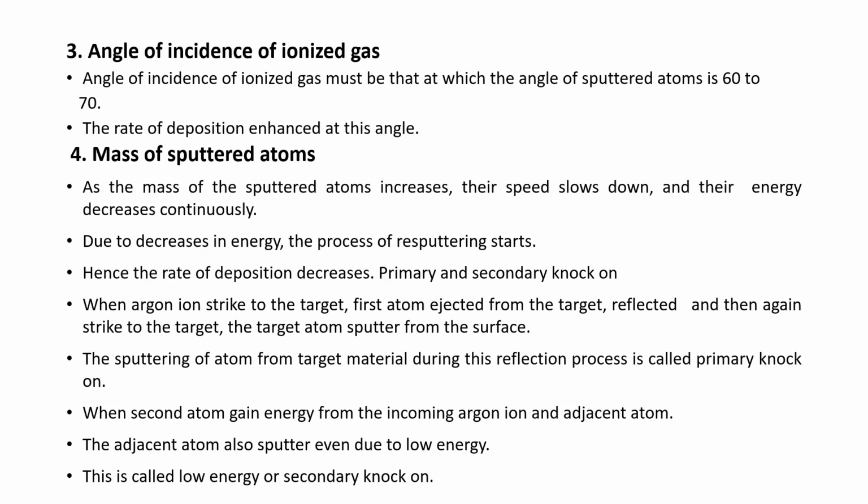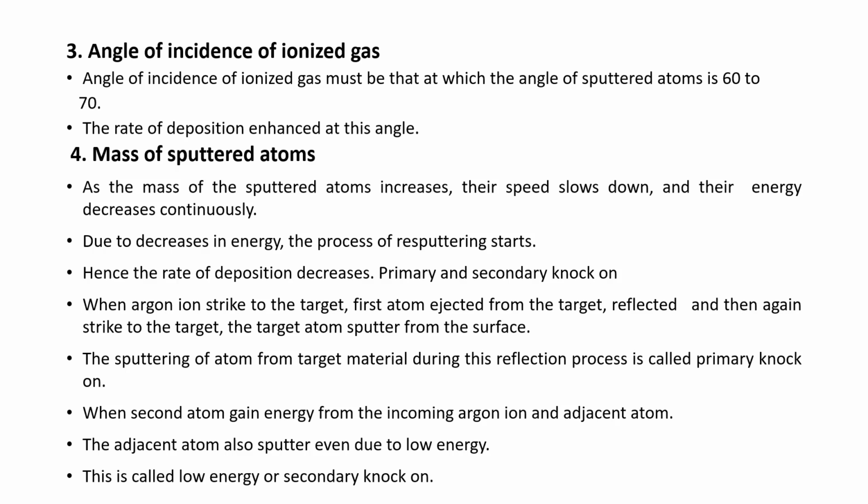Primary and secondary knock-on. When an argon ion strikes the target, the first atom is ejected from the target, reflected, and then strikes the target again, and atoms are sputtered from the surface. When an argon ion strikes an atom on the surface of the target material, these atoms are ejected and reflected in a spherical way. This ejection of an atom from the surface of the target material is known as primary knock-on. The sputtering of atoms from the target material during this reflection process is called primary knock-on.